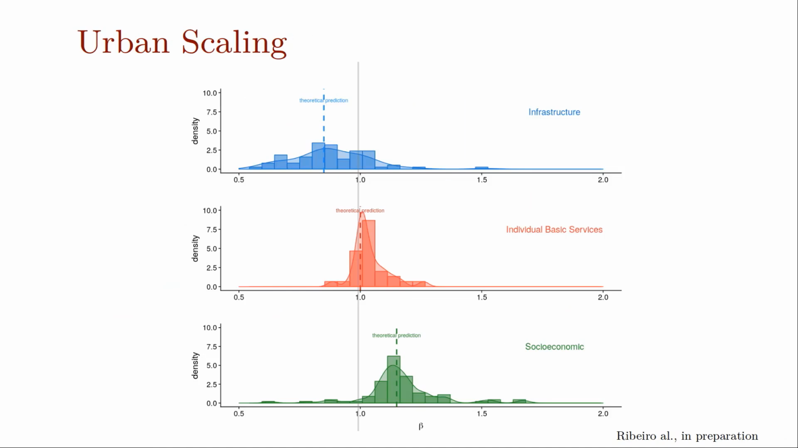So to sum up, what is usually called the urban scaling theory, or the urban scaling idea, is that we can divide the urban metrics, the urban variables, in 3 categories. One associated with infrastructure, that has beta, the scaling exponent, smaller than 1. Other, individual basic services, that have beta equal to 1. That means that you have a linear scaling between these metrics and the population size. And the socio-economic variables that have a superlinear behavior. That means that you have beta greater than 1, right?